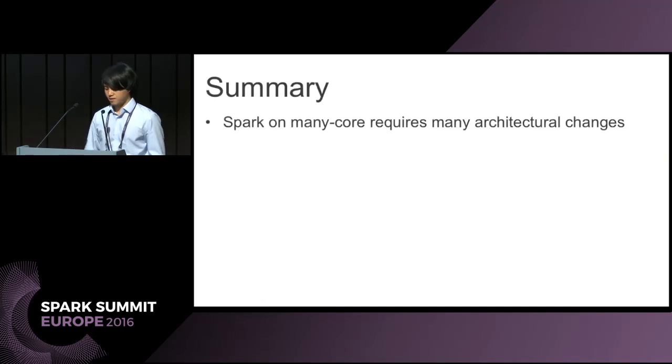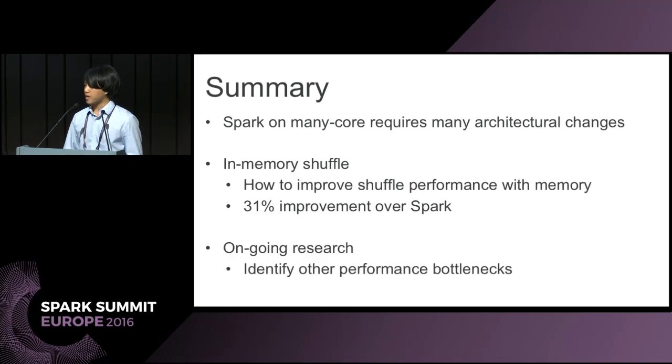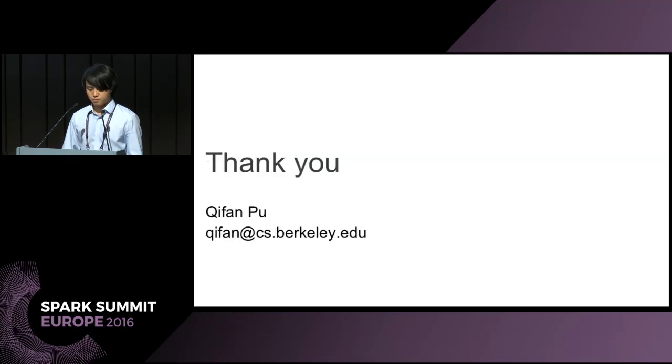So in summary, I have argued that Spark on many-core architectures will require some software changes to fully realize the potential. In particular, I have talked about in-memory shuffle, which is part of the solution we have to work towards this direction. We have shown that you can get about 31% improvement on Spark for certain workloads. Going forward, we want to identify other performance bottlenecks in this direction. This concludes my talk, and I'm happy to take any questions. Thanks.